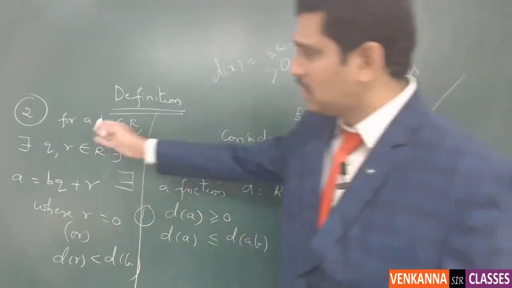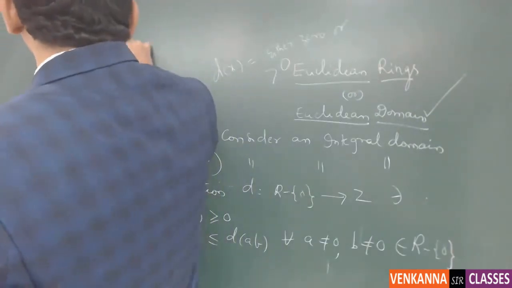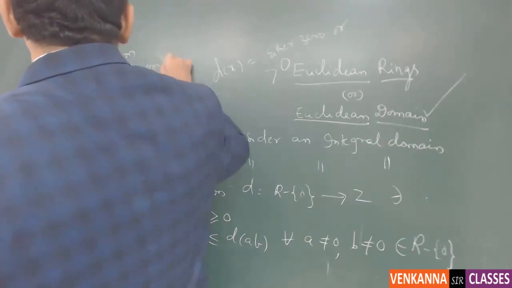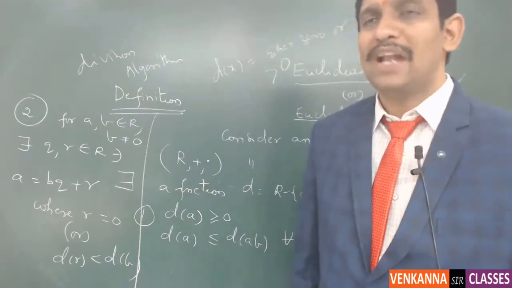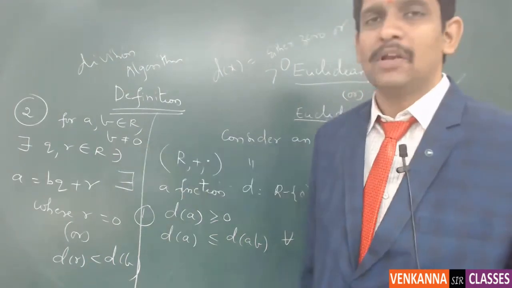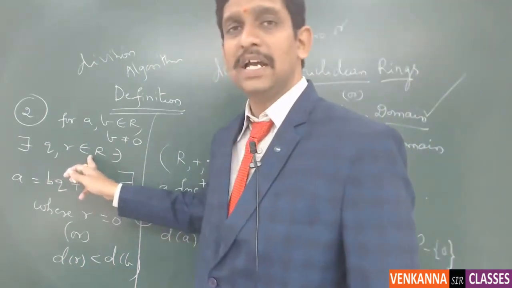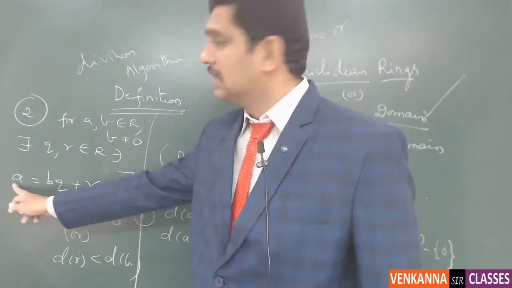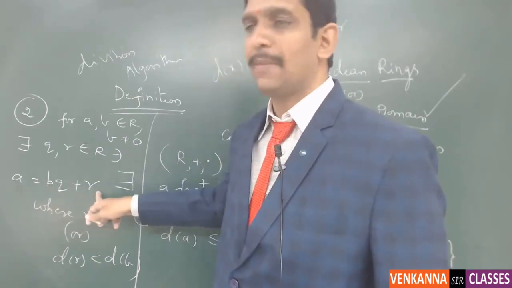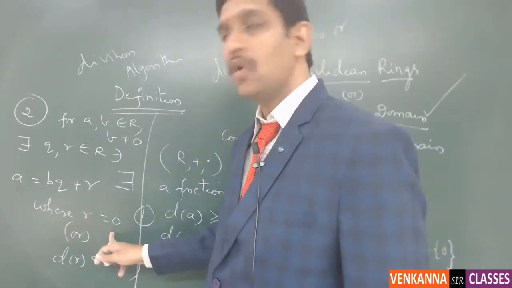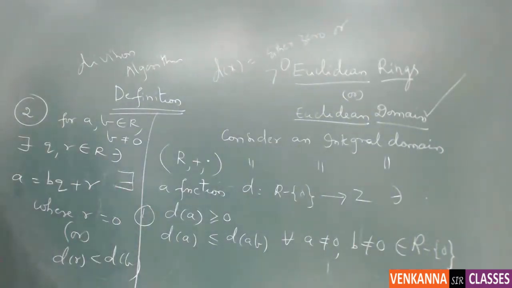And the second condition, we simply call it as division algorithm. So what it says: if you take any two values in the ring, obviously the second one not equal to 0, then you are able to find two more values in the ring such that you can write the form as dividend is equal to divisor into quotient plus remainder, where the remainder value is 0 or d of r is less than d of b. So this property is called division algorithm property.